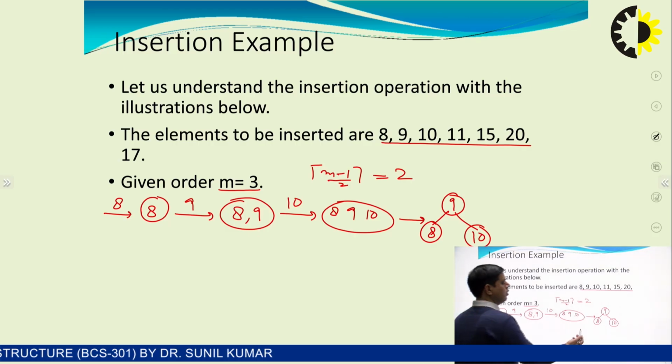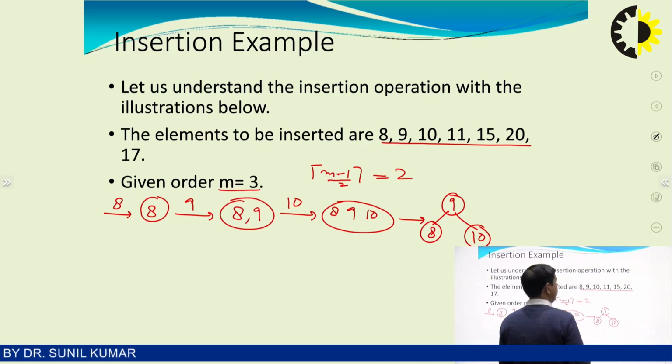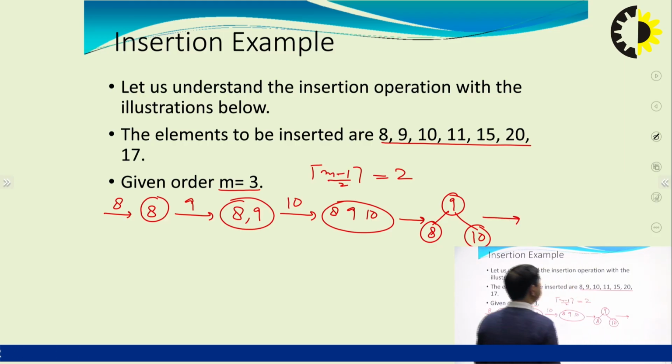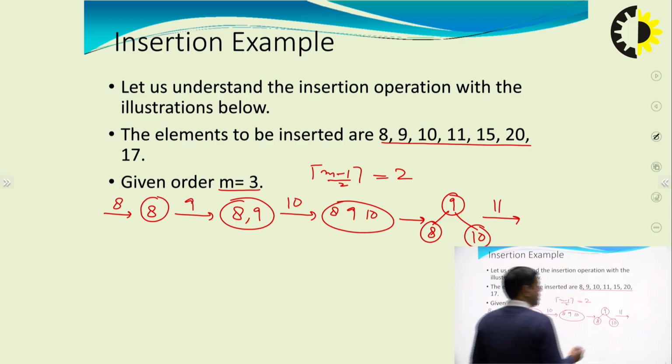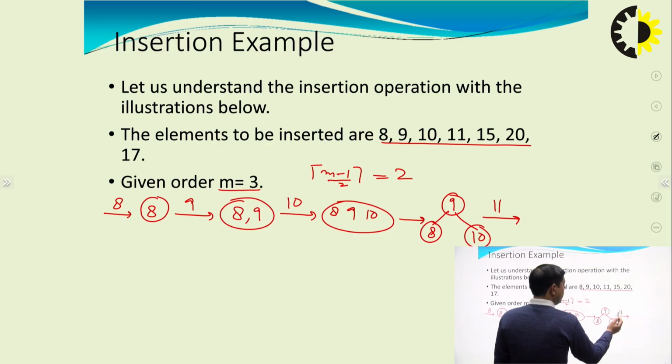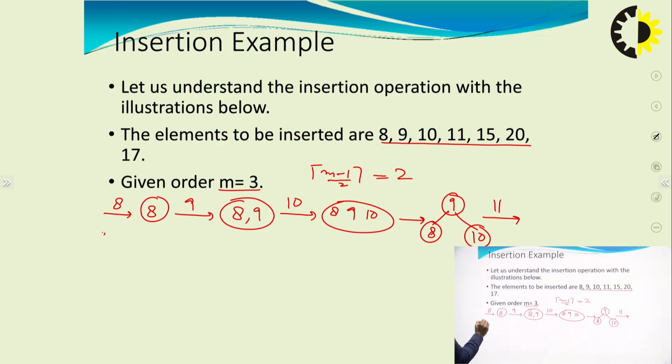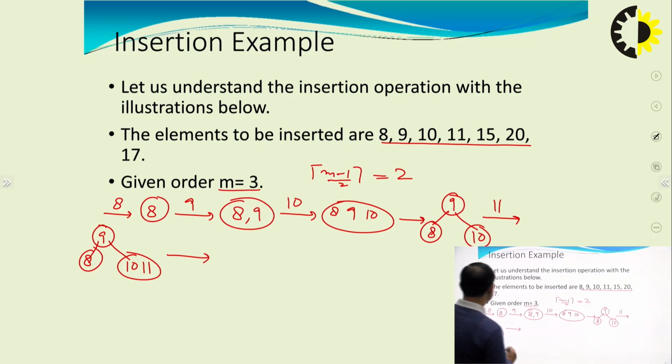And as we discussed, all the leaf nodes will be at the same level. Now the next value: after that we have to insert 11. First of all we will compare 11 with 9. 11 is greater than 9, then we will come to the right side, and because 2 values are allowed at a node, we can put it here like this: 8, then 10 and 11, because we have to put all the values in sorted order.